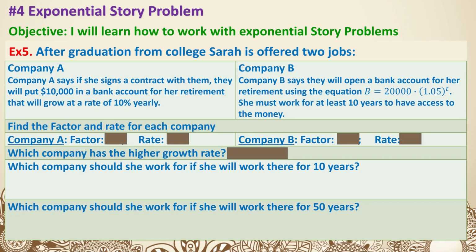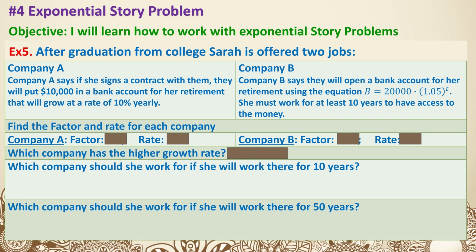Moving on, example 5. After graduation from college, Sarah is offered 2 jobs. Company A says if she signs a contract with them, they will put $10,000 in a bank account for her retirement that will grow at a rate of 10% yearly. And company B will actually give the equation right there. B equals 20,000 times 1.05 to the t power, and she must work at least 10 years to have access to the money.